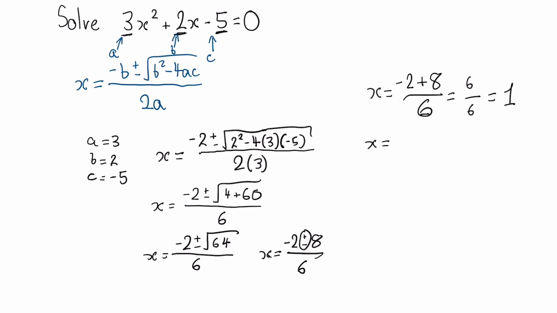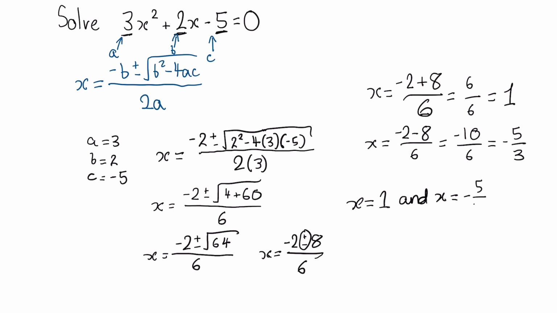Now we do when we have the minus. So minus 2 minus 8 over 6, which is equal to minus 10 over 6, which is just, if we divide top and bottom by 3, minus 5 over 3. So our two solutions are x equals 1 and x is equal to minus 5 over 3.